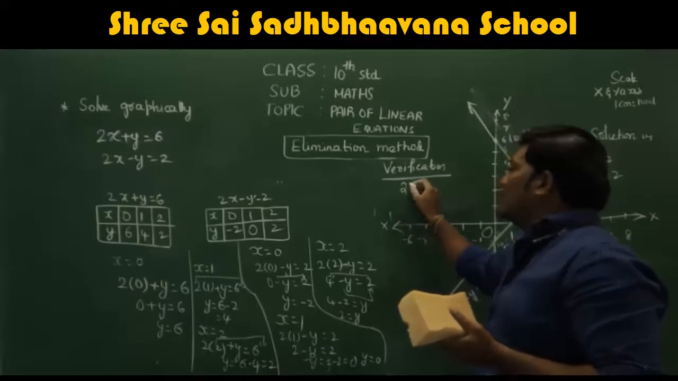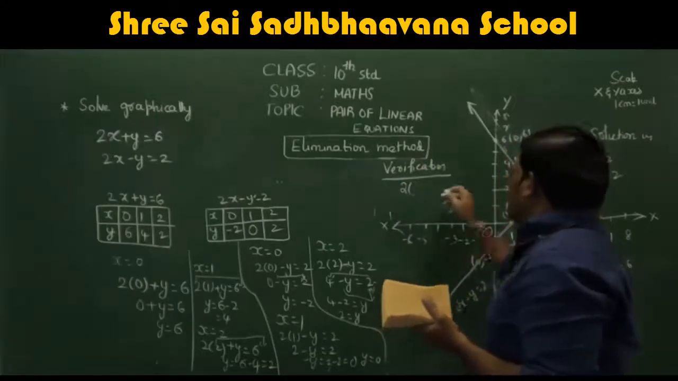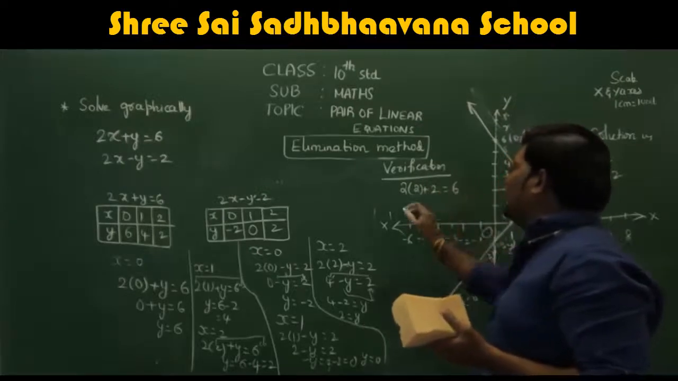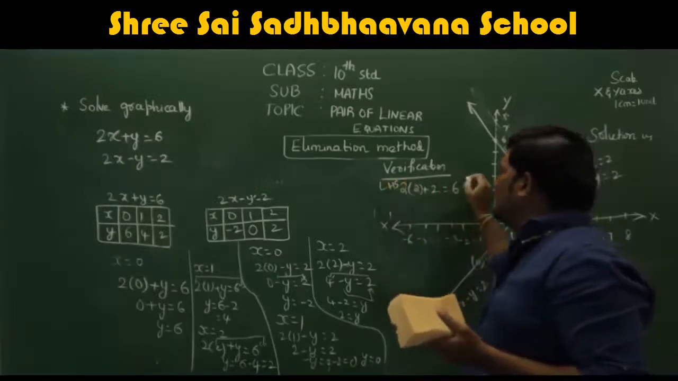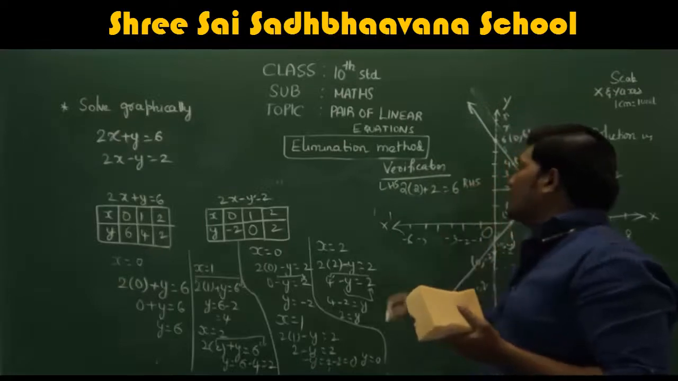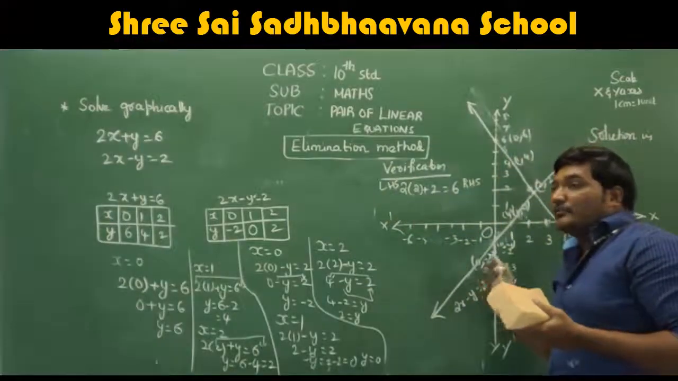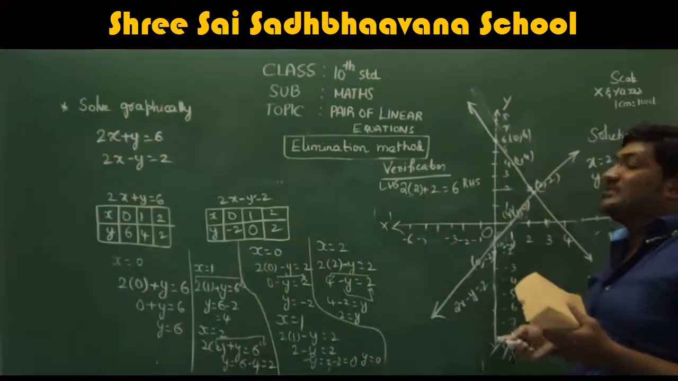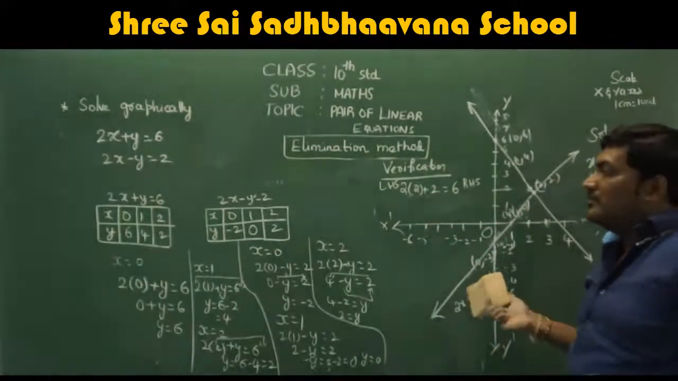First equation, let me take. So 2 into what is the x value? 2. What is the y value? 2. So what do you get? 6. LHS, we substituted, we got RHS is 6. Correct? X and y values we have taken 2 and 2. So we substituted, we got 4 plus 2, which is 6. Correct. So our answer is correct.